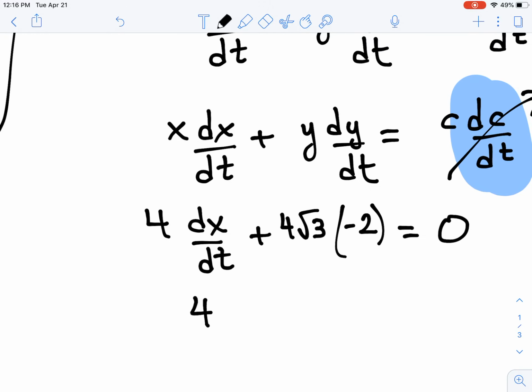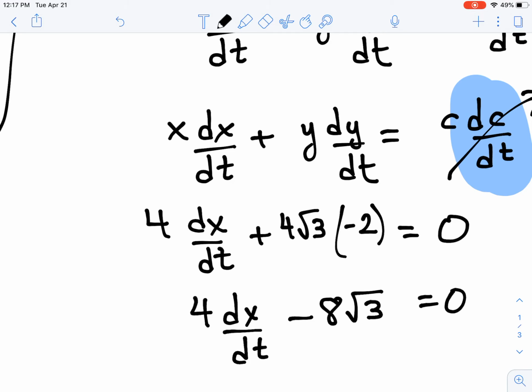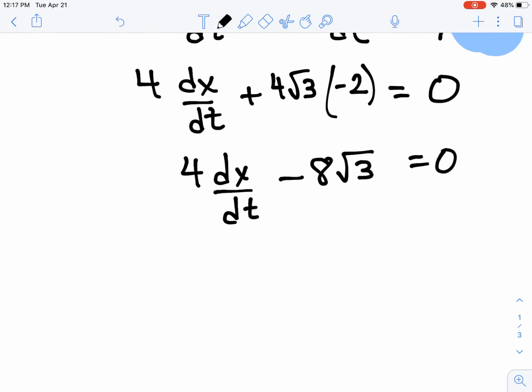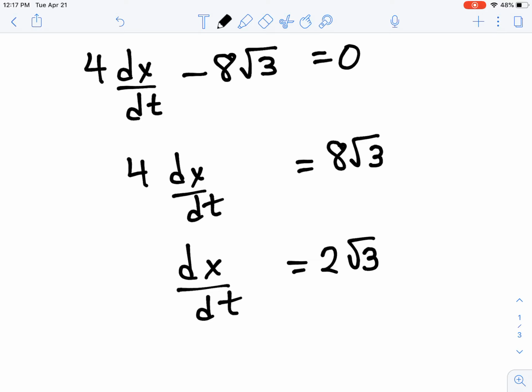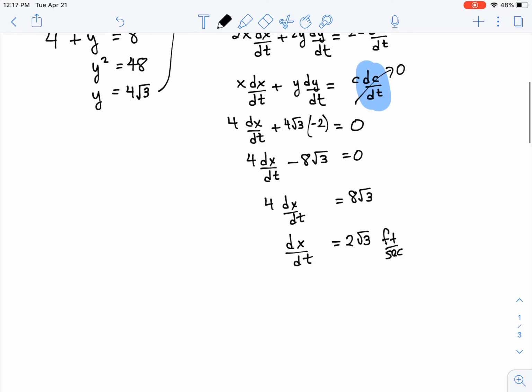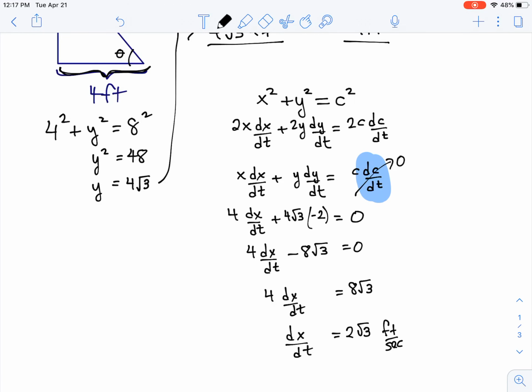So now I have 4 dx/dt minus 8 radical 3 equals 0. So now I'll add 8 radical 3 to both sides. So 4 dx/dt is equal to 8 radical 3. And then divide by 4. So dx/dt is equal to 2 radical 3. And that's going to be feet per second. Okay? So that's that one.